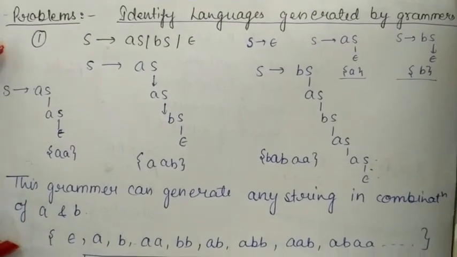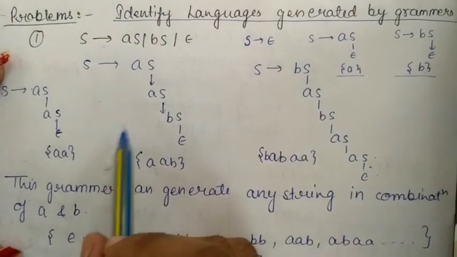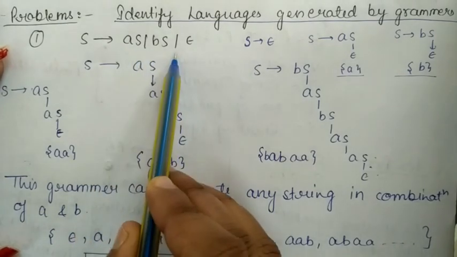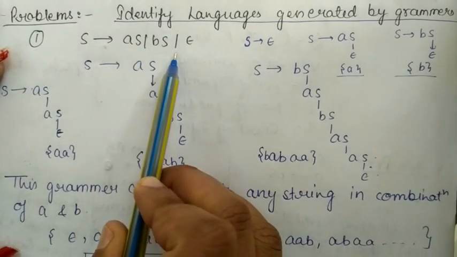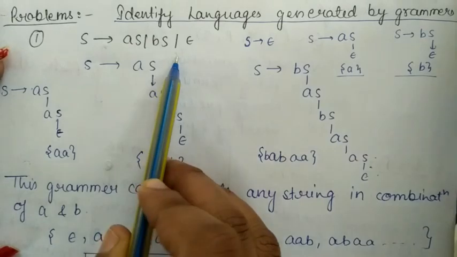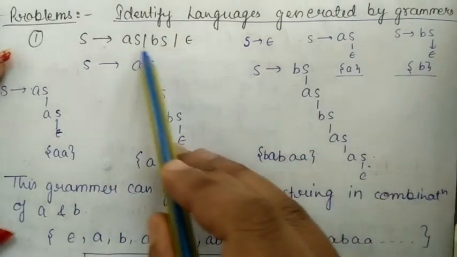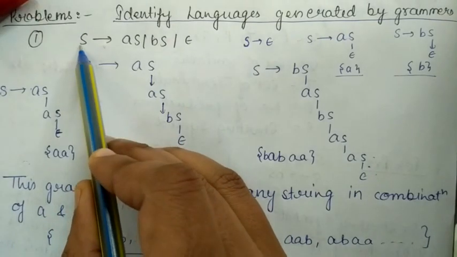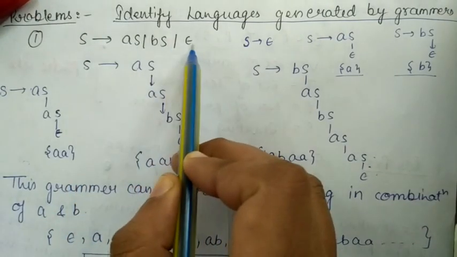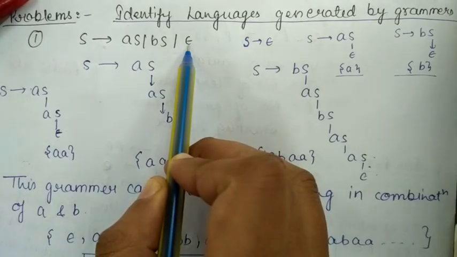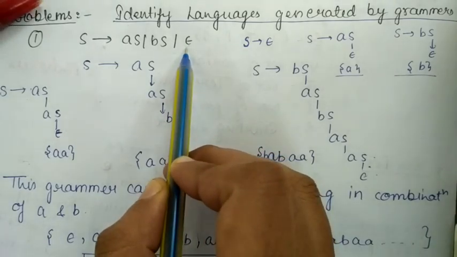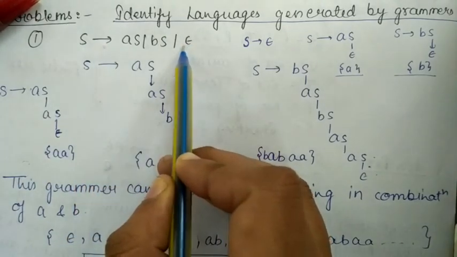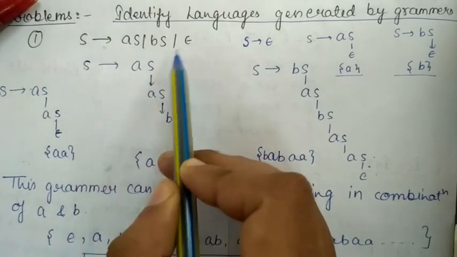Now coming to the examples, suppose we have this grammar. We have to identify the language generated by the grammar. First of all, what minimum string will it generate if we replace S by epsilon? For generating the minimum string, we always replace the symbol by a terminal. So we replace S by epsilon.